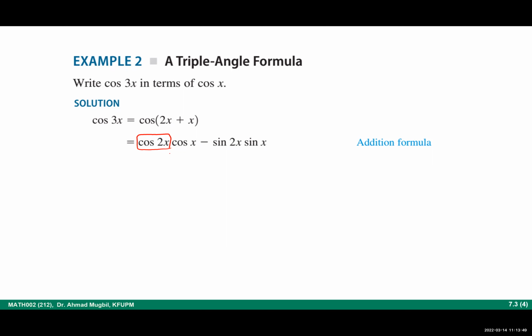Next. Now for sine 2x, it is so easy. We know what sine 2x is. One formula. It is 2 sine x cosine x.